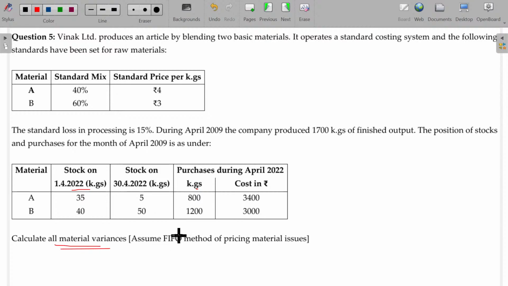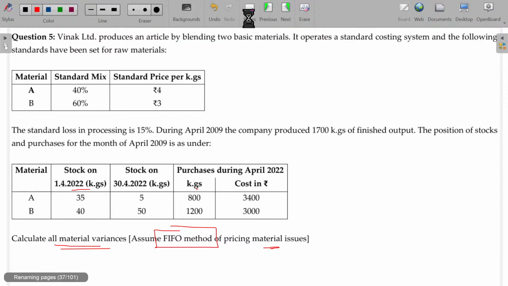Calculate all material variances. Assume FIFO method of pricing material issues. Predominantly, you may expect FIFO method. The other methods, especially simple average method and weighted average method, are very rare. You know, those things are not expected in your examination. Very rarely, FIFO method may come. Okay. And usually, all the 5 variances put together will be your comprehensive illustration. So, put your attention to understand all the 5 variances. Let me start and explain this in detail here.